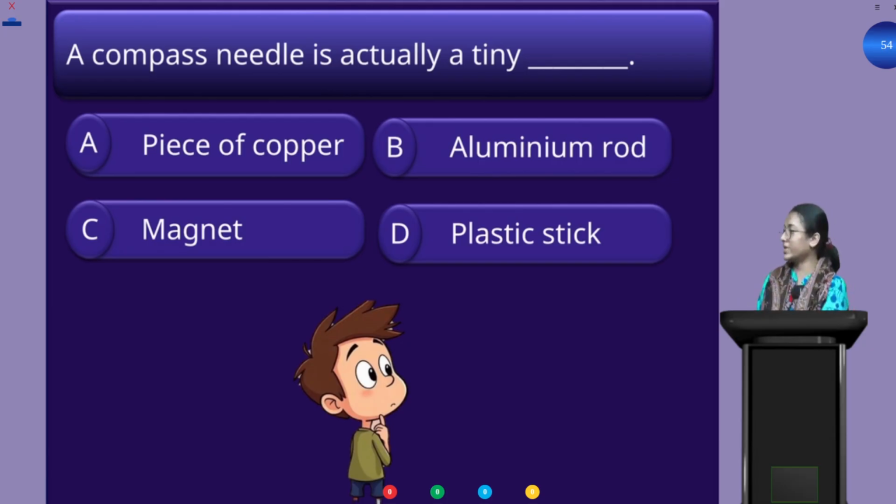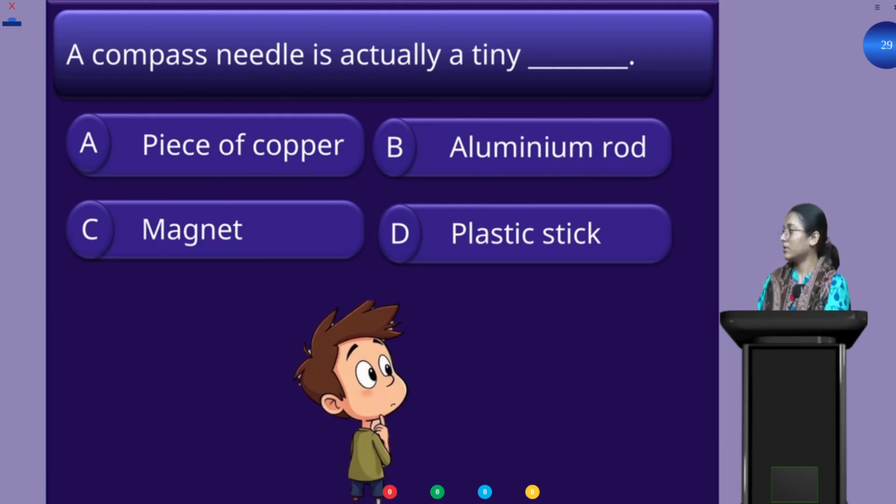So the question is that a compass needle is actually a tiny dash. Four options. Option A, piece of copper. Option B, aluminium rod. Option C, magnet. Or option D, plastic stick. Which one will be the right answer? Tell me. Answer, everyone, okay?